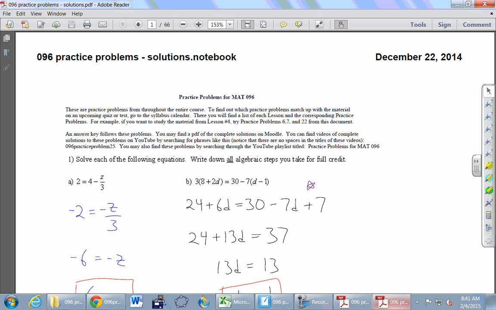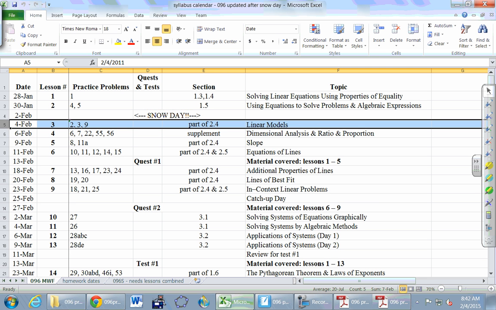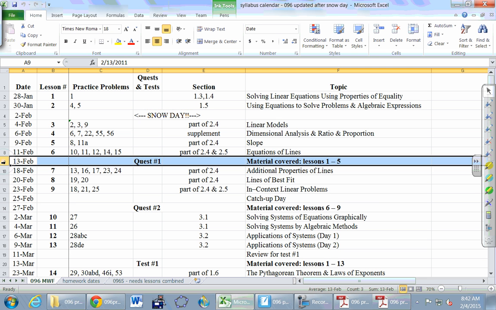Okay, so here's the deal. Heading into each quest and test, and again, those are listed here, like our first quest is now scheduled for February 13th, our first full period assessment, I used to have sample problems for the quests and the tests embedded inside of the packets. I've decided that I don't want them embedded in the packets anymore. So I took them all out and made a separate handout, which is this practice problem document that you just grabbed a copy of, okay?